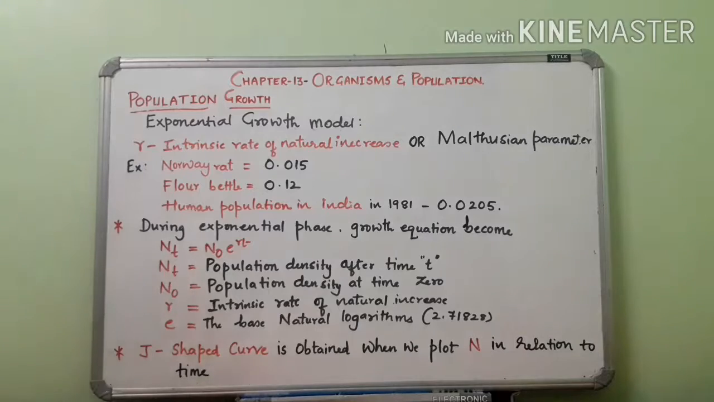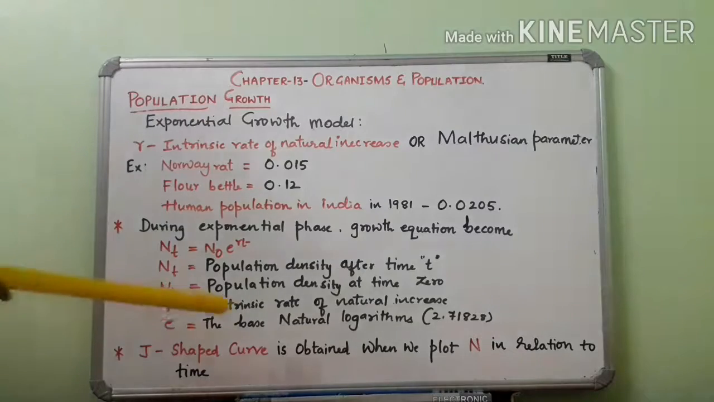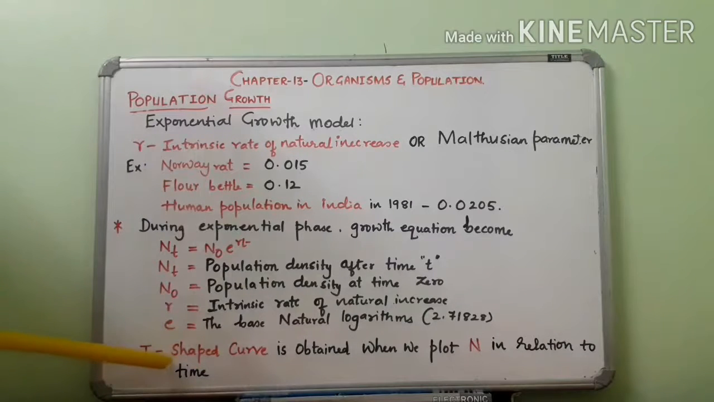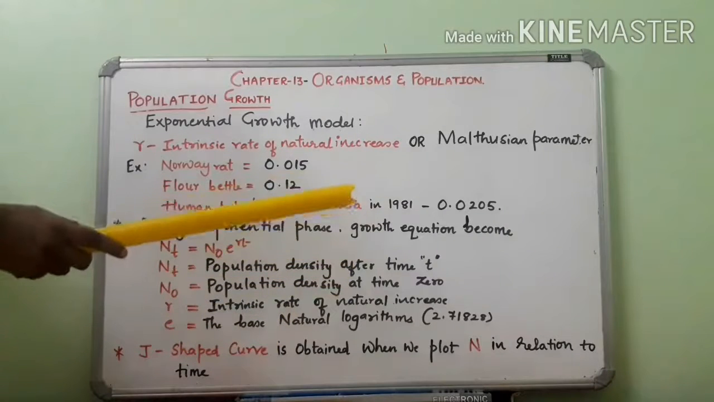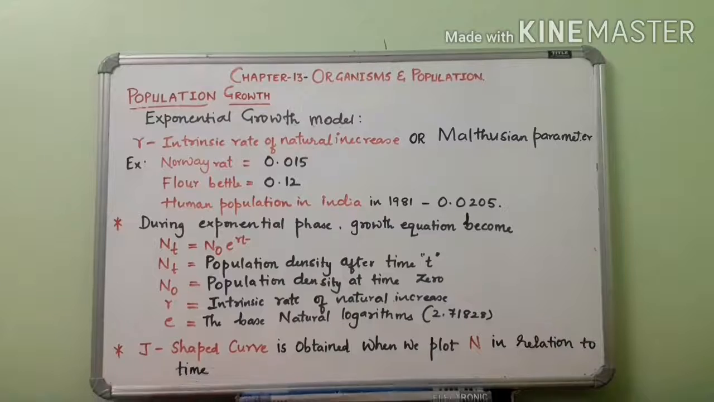The base of natural logarithms is 2.71828. Exponential growth is always a J-shaped curve, obtained when we plot N, capital N, in relation to time. Why? Because it has only 2 phases: one is the lag phase and another one is the log phase.